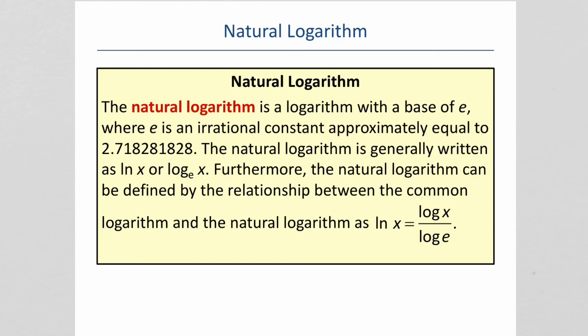And last, the natural logarithm is a logarithm with a base of e, where e is an irrational constant approximately equal to 2.718281828 and going on. We treat e very similar to pi, because e is just a number, just like pi is a number. The natural logarithm is generally written as ln of x, and ln of x means log base e of x. We just write it ln because it's another common occurrence, and so it's just easier to write it that way. Also, it's helpful to know that the natural log of x is equal to the log base 10 of x over the log base 10 of e.